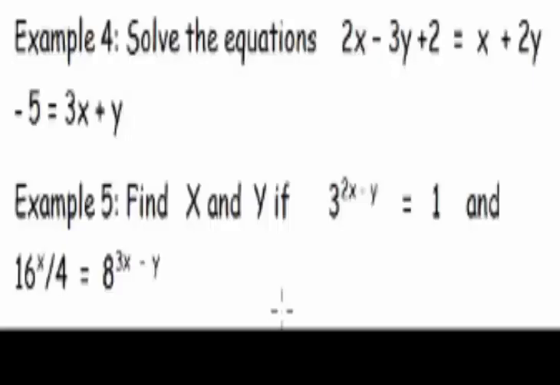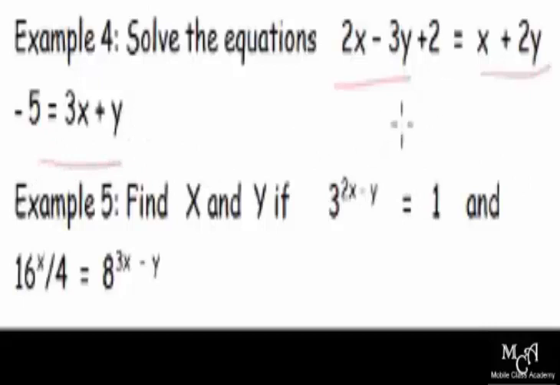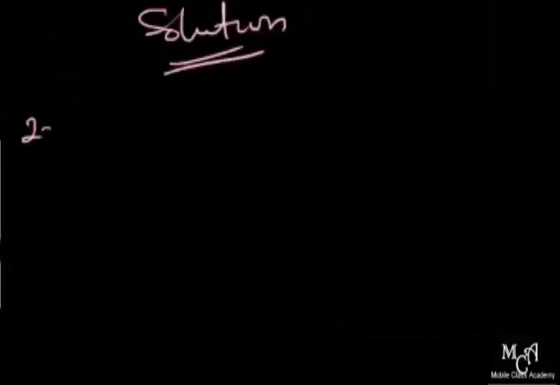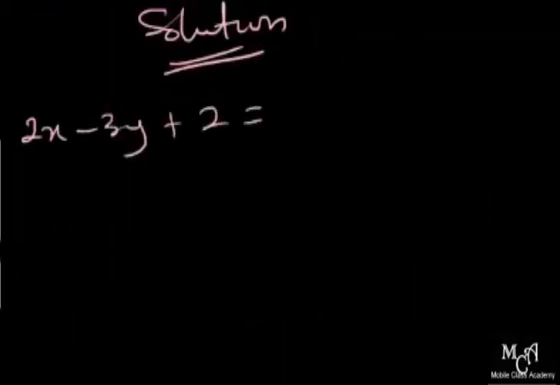Okay, if you look at the second question, you are told that 2x minus 3y plus 2 is equal to this expression here. Solution: what I will simply do is use my mathematical skills to analyze this particular question. I'll equate this expression to this one. So I have 2x minus 3y plus 2 is equal to x plus 2y.